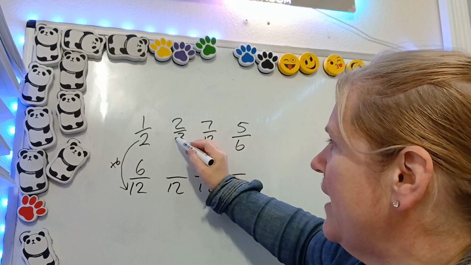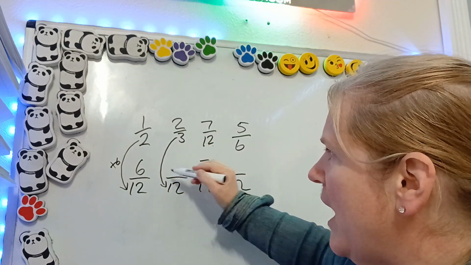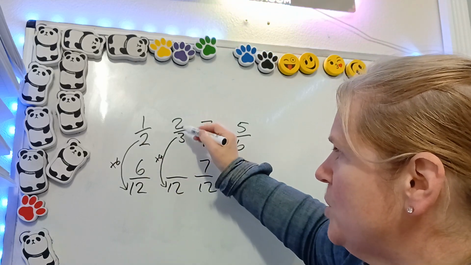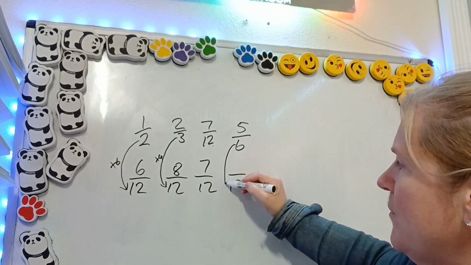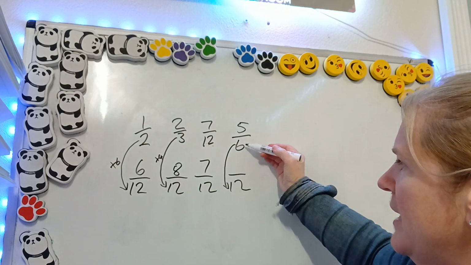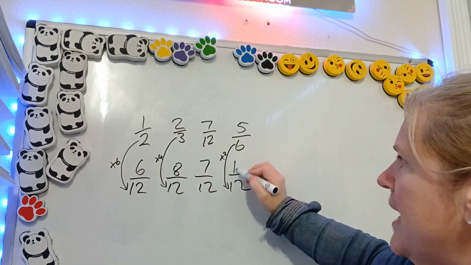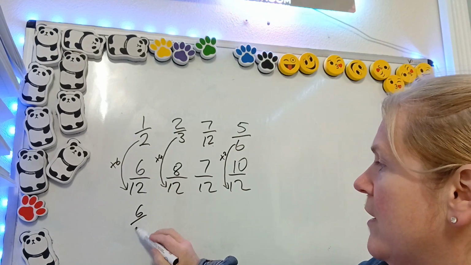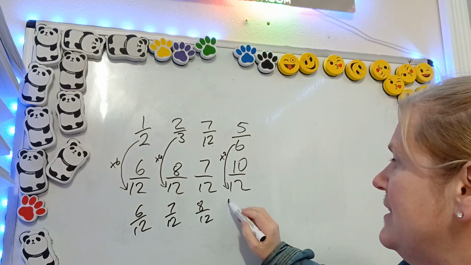Then how do I get from my first denominator to my new denominator? 3 to 12 is times by 4. So that's what I do to my top number. 2 times 4 is 8. And then this one here, how do I get from that denominator to that denominator? 6 to 12, that's times by 2. So that's what I do. 5 times 2 is 10. So then you put those in order. It'll be 6/12, 7/12, 8/12, and 10/12.